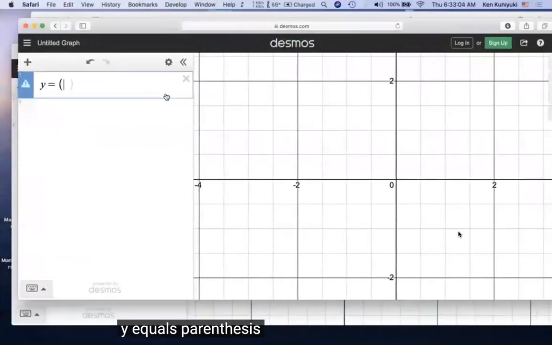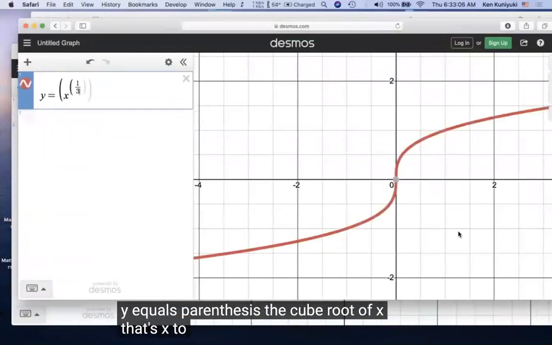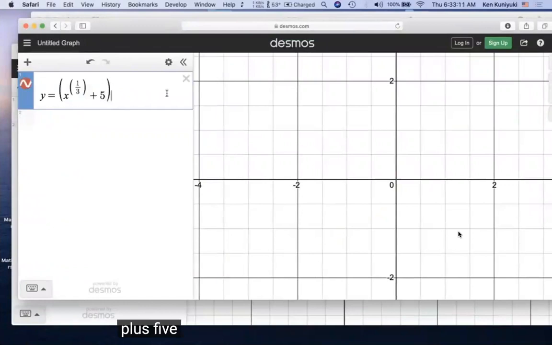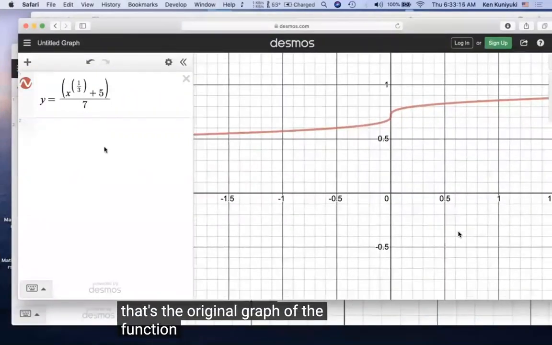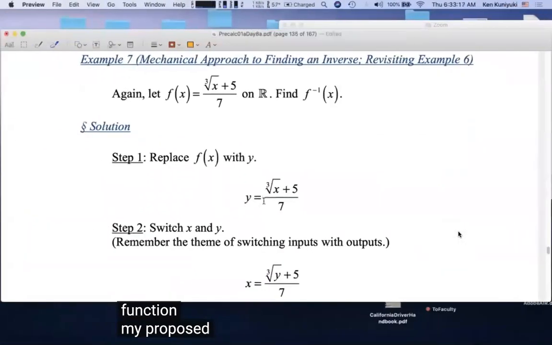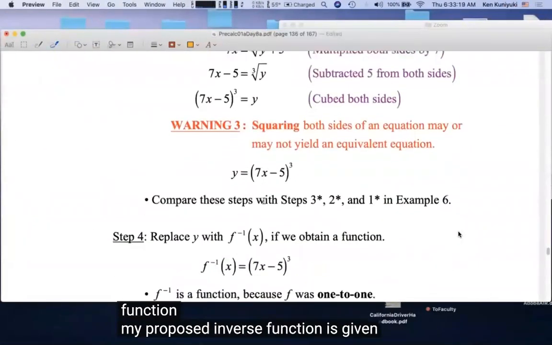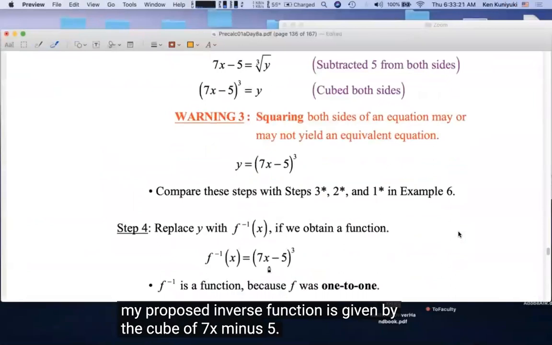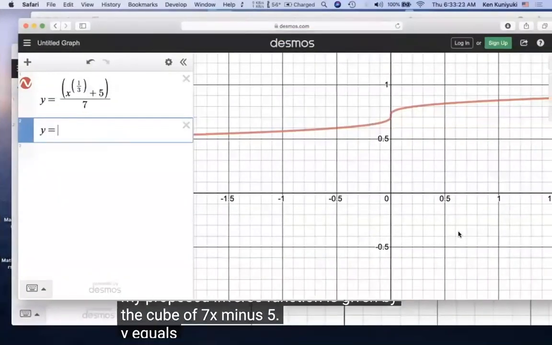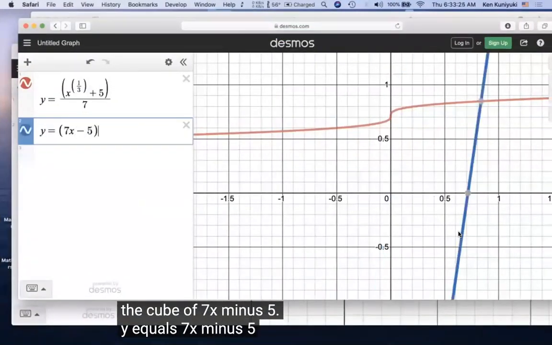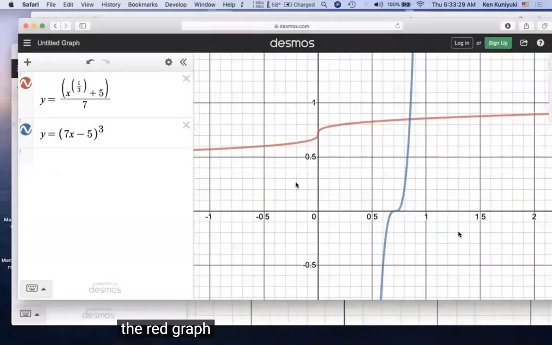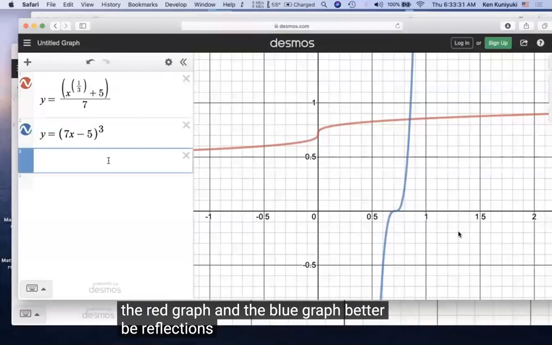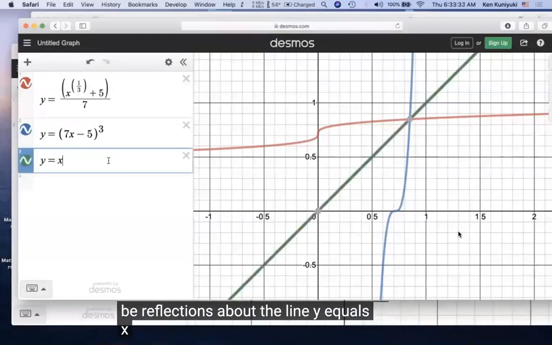Y equals the cube root of x, that's x to the 1/3, plus 5, all over 7. That's the original graph of the function. My proposed inverse function is given by the cube of 7x minus 5, y equals (7x minus 5) all cubed. The red graph and the blue graph better be reflections about the line y equals x. And yes, they are.